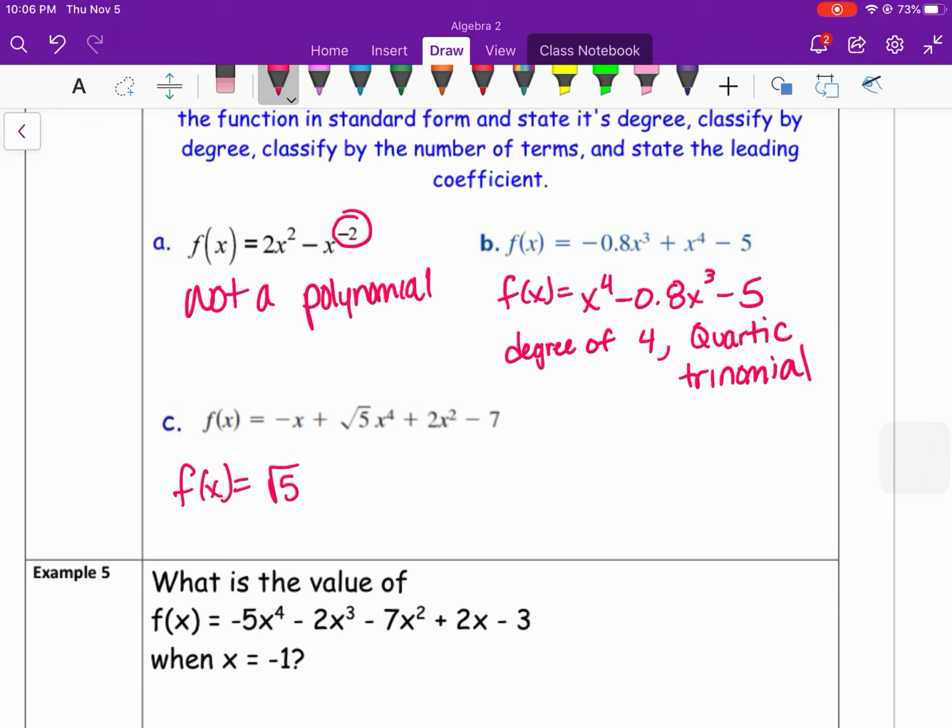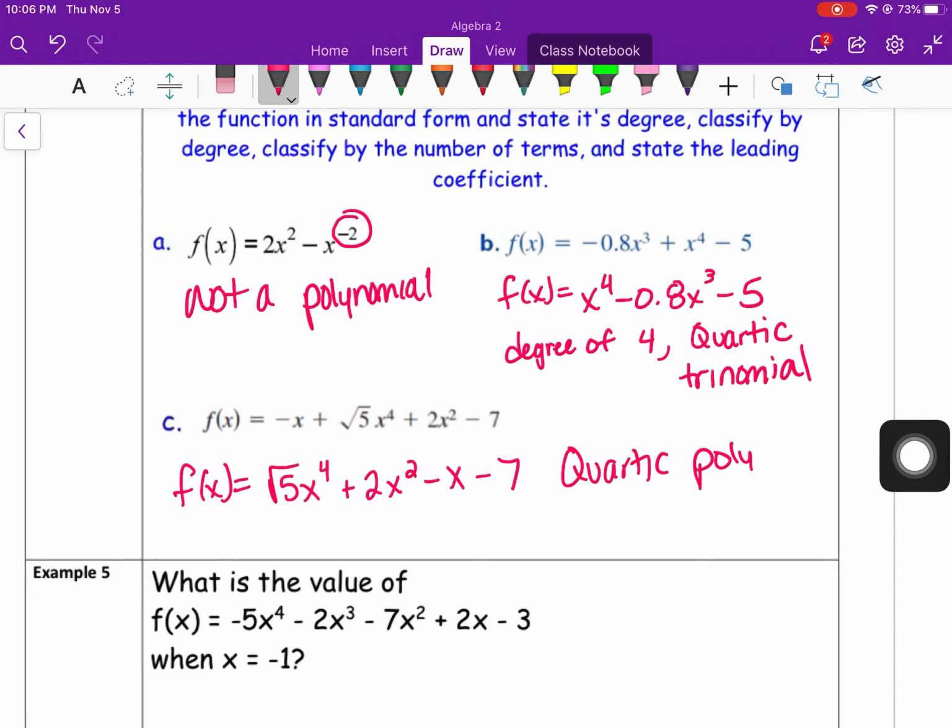To be written in standard form, it'd be the square root of 5 x to the fourth, and then 2x squared, then minus x, then minus 7. So it has four terms, and it does have a degree of 4, so we would call this a quartic polynomial.